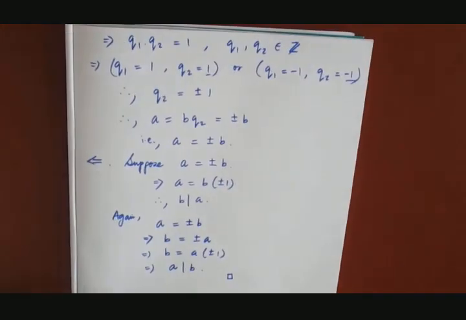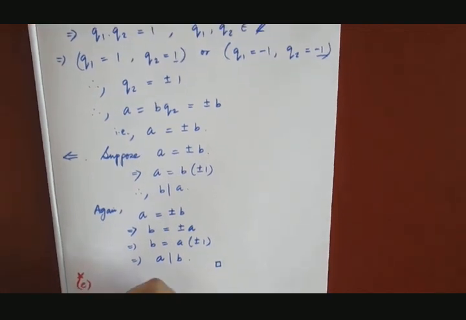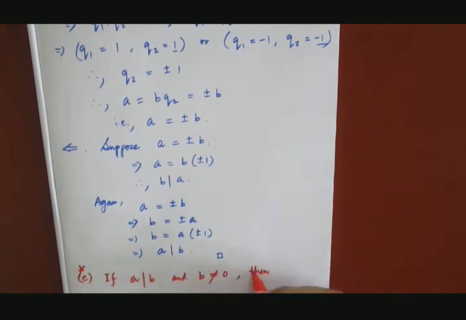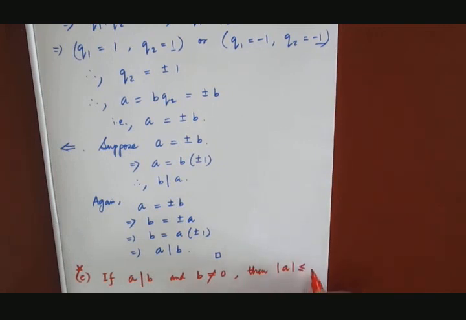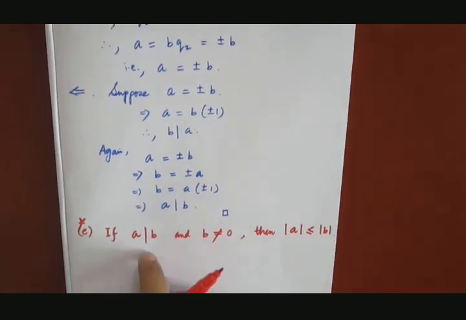Okay then, now this was property number D. Now two properties are very important. Property E is very important. We'll use this property. If A divides B and B is not 0, then modulus of A is less than or equal to modulus of B. That means when B is not 0, the divisor is always less than the dividend. Getting my point? So this is what the proof says, that the divisor cannot exceed the dividend. That is obvious, but we have to prove it.